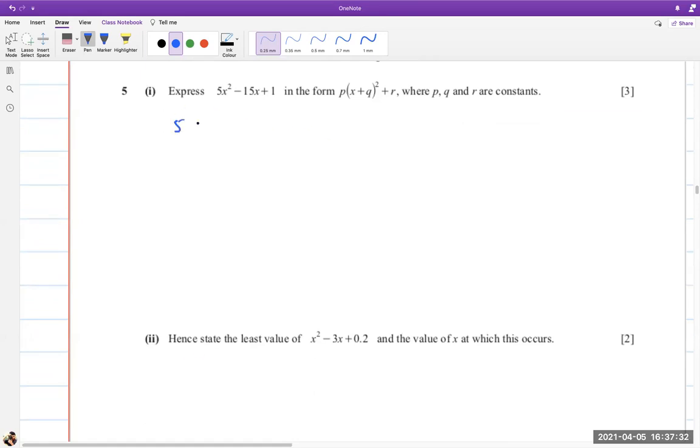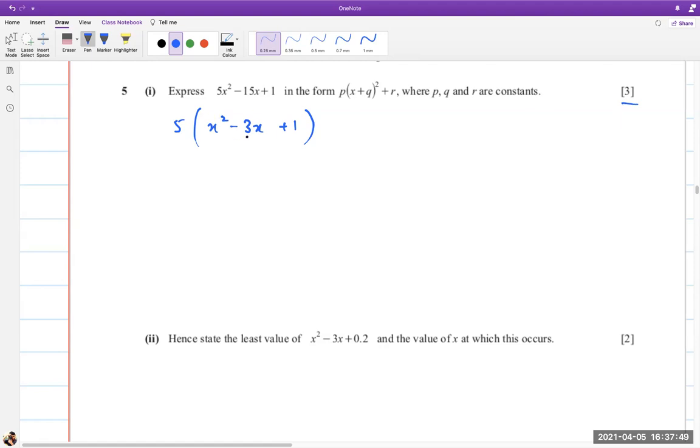How do you do that? You first take this as common, x square minus 3x plus 1. Now here, the usual process is that you first take half, add the square, subtract the square. I'll tell you a shorter method, because this is a 3 mark question, we should finish it quickly.